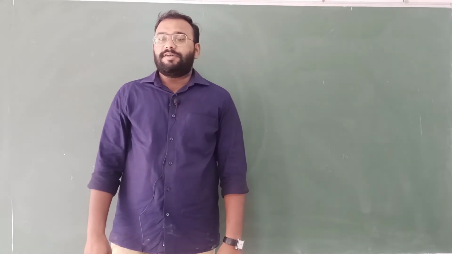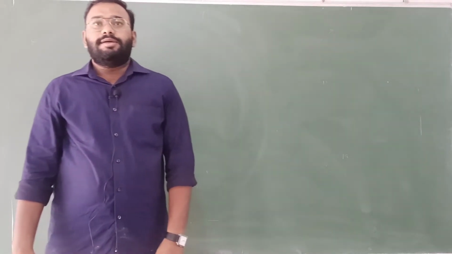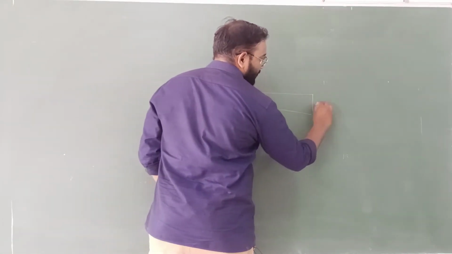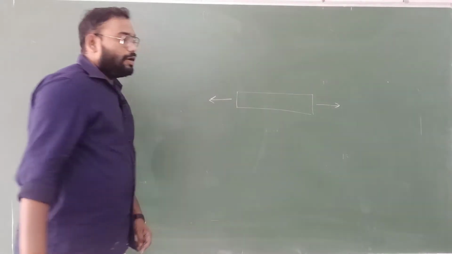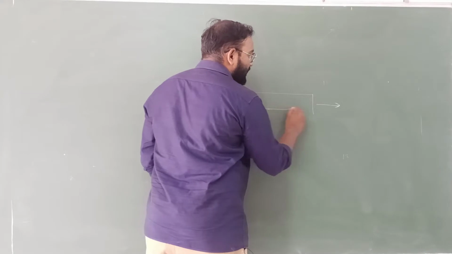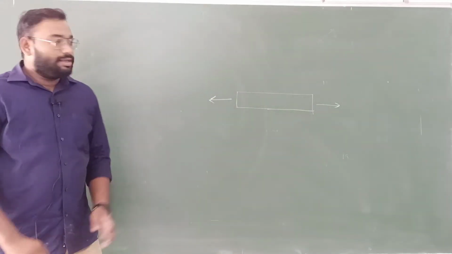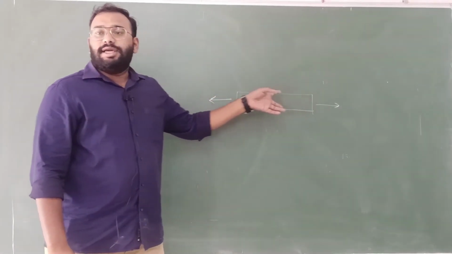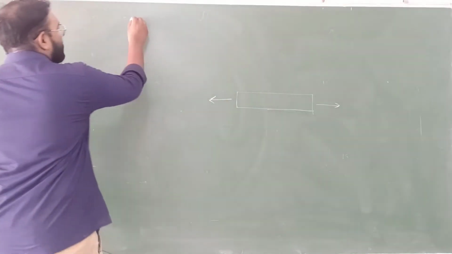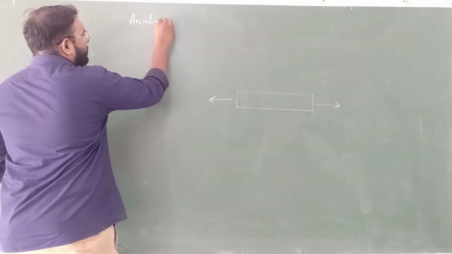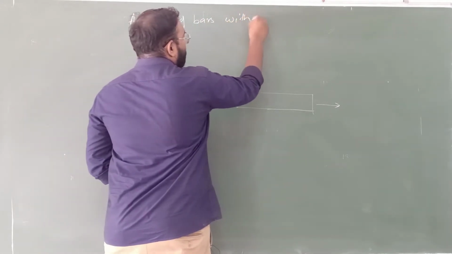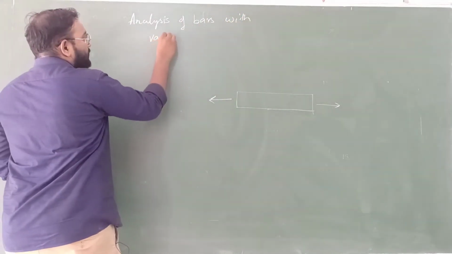In previous classes we have been discussing stress and strain for a uniform body like this. All types of loading were applied on a uniform body, meaning the cross section throughout its length is uniform. There was no change in diameter or length. But today we'll discuss analysis of bars with varying cross section.